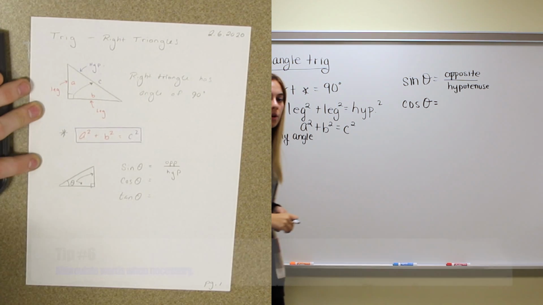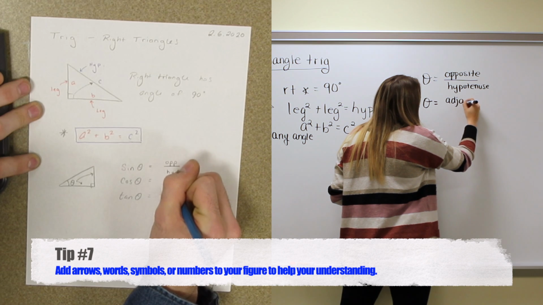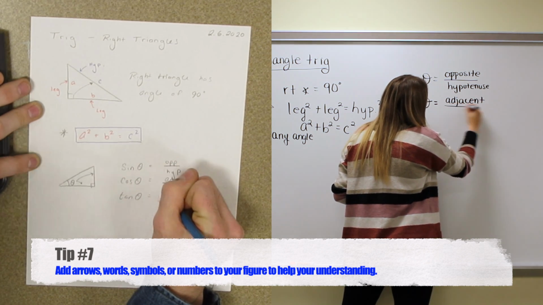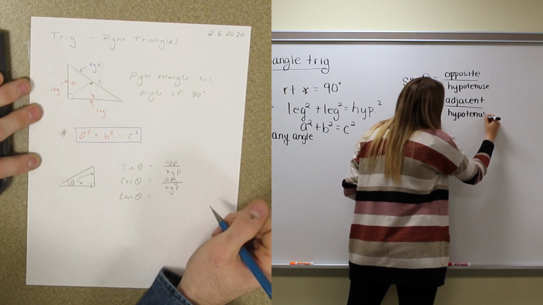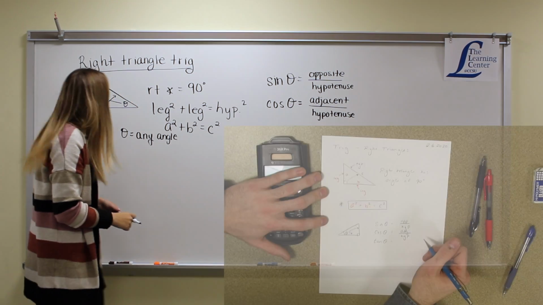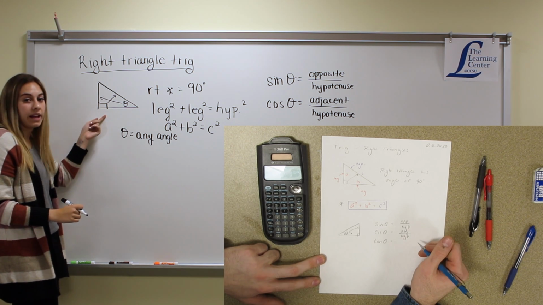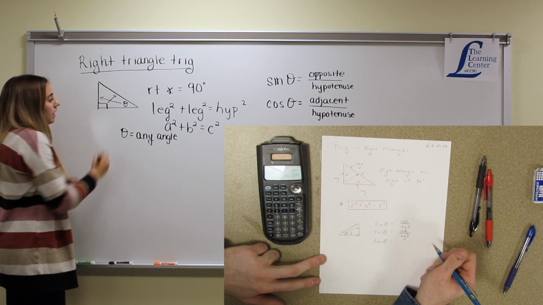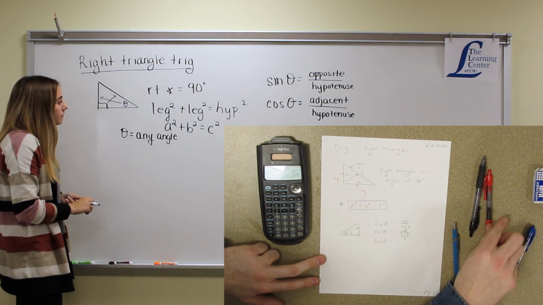Another trig ratio is cosine. Cosine is equal to the adjacent side over the hypotenuse. The adjacent side contains a ray that forms that angle theta. And again, the hypotenuse is the side opposite the right angle.